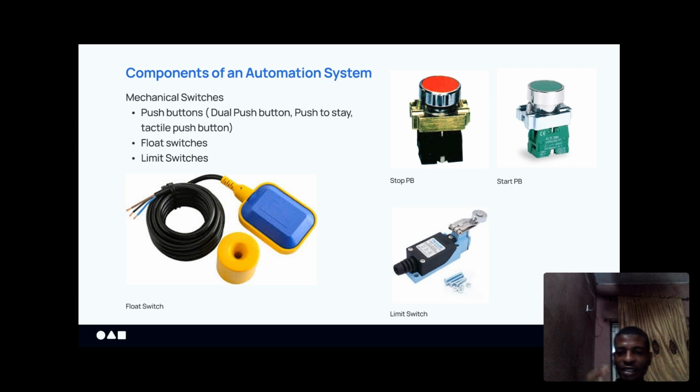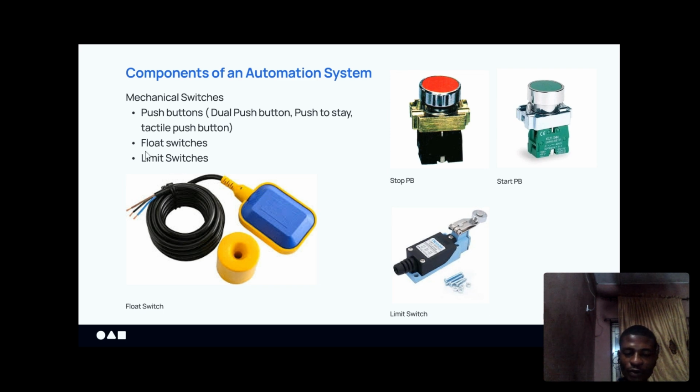You need to really understand the concept of normally close and normally open so that you can know how to apply your devices. Like this float switch, it has three wires here. One of the wires is for common, the other one is for the normally open function, the other one is for the normally close function. That's how it works. Similarly, the stop push button is a normally closed switch. When you press it, it opens. The start push button is a normally open switch. When you press it, it closes.